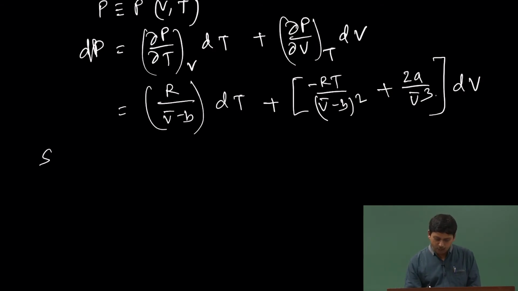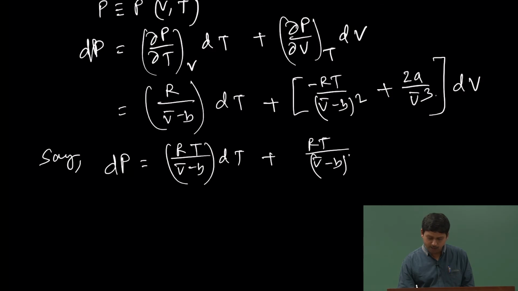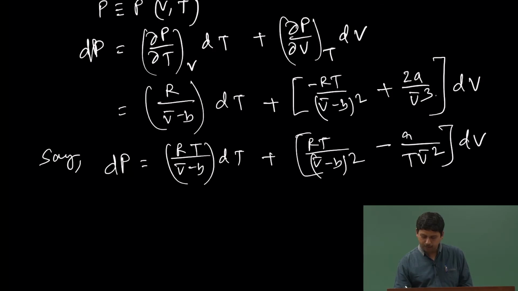Now, this gave us perfectly P as an exact differential. Now, let us say we do not want to write that, we want to express dP in this form. Let us say RT by V minus B dT plus RT by V minus B whole square minus A by T V square dV. Say it is like this. Now, can you tell me whether P is an exact differential or not? You remember it is an M dx plus N dy formula, remember. So, I will remind you dF is M dx plus N dy.